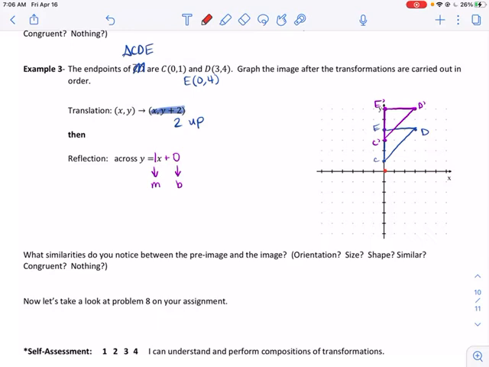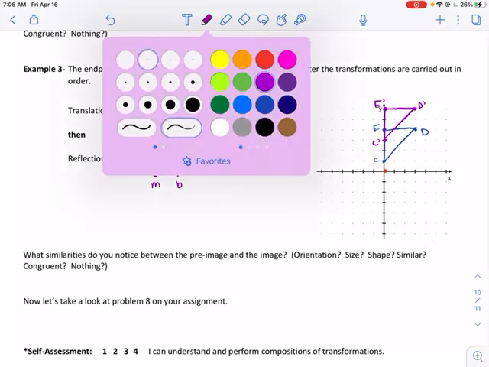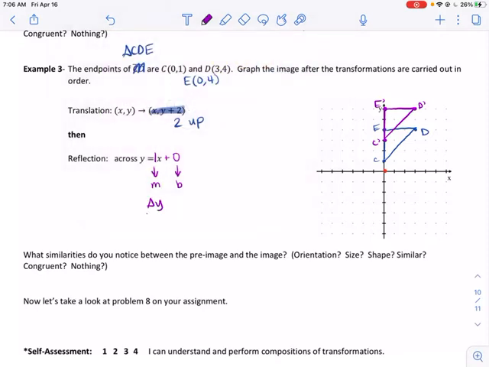Remember, we're drawing our line of reflection. This isn't an actual shape after a transformation. We just need to draw this line of reflection before we can draw the reflected shape. So it goes through 0, 0. The m, remember, is the change in y over change in x, or rise over run.